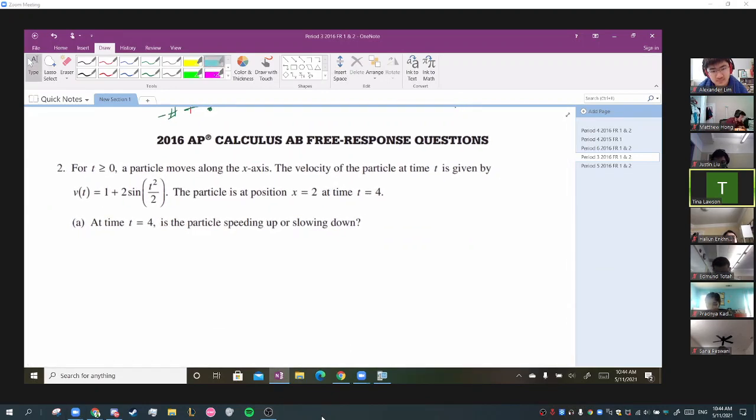So what do we know? Well, for times greater than 0, we have a particle moving along the x-axis. The velocity, this is the velocity, right? That's a rate, okay? The particle is at a position. Ooh, now that's not a rate, that's a position when time is 4, okay? At time 4, is the particle speeding up or slowing down?